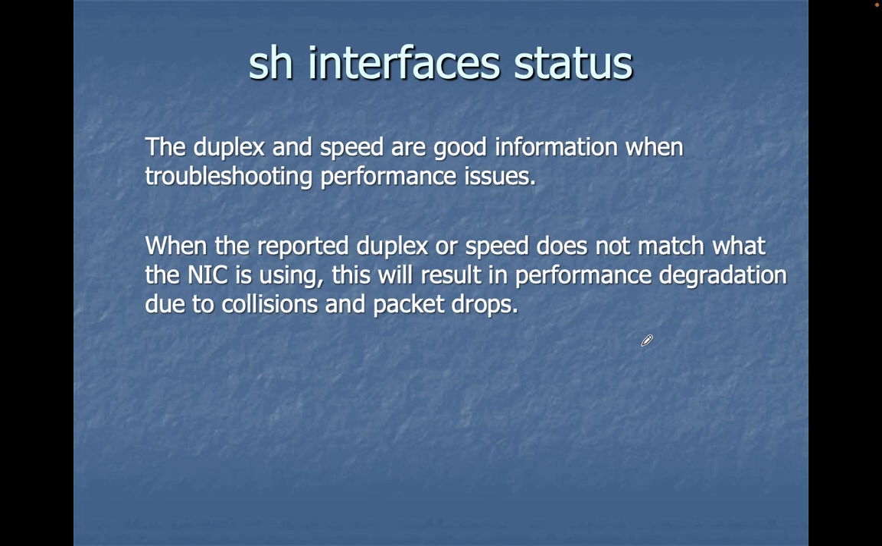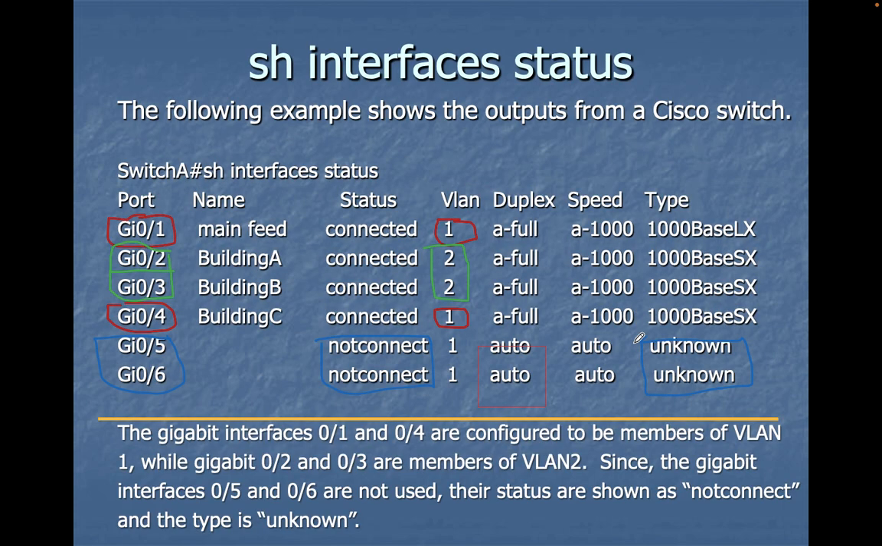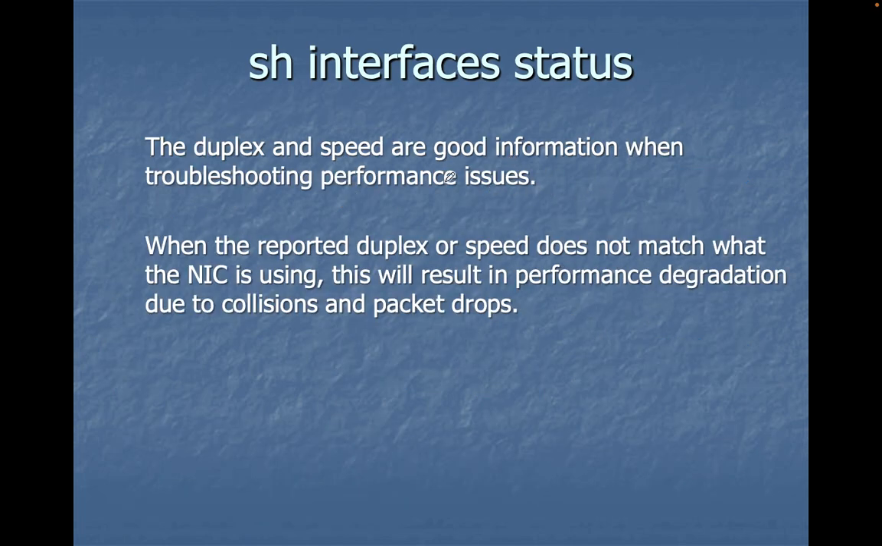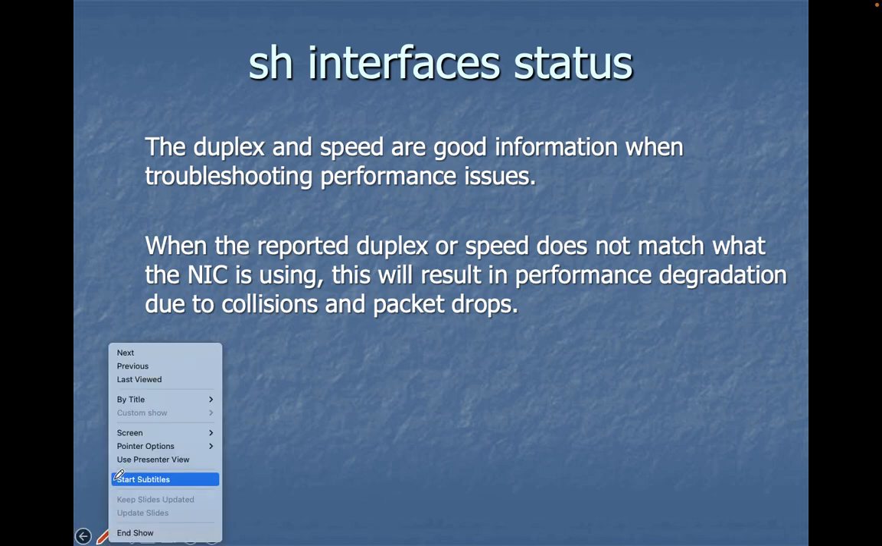Still on show interface status, what do we get from this? The duplex and the speeds are good information when troubleshooting performance issues. So when you're troubleshooting a switch, one of the things you look out for is the duplex and the speed. They are good things to look out for, as well as the type of fiber connector that is used. Well, let's use the red highlighter.